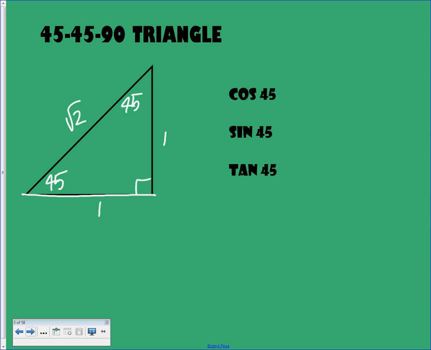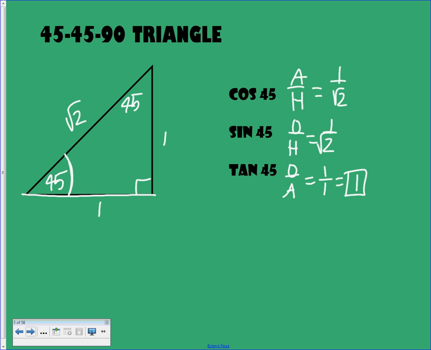So now if I want to find the cosine, sine, and tangent, it doesn't matter because they're both 45, but either way, if I start on this lower 45, cosine is adjacent over hypotenuse, so that's going to be 1 over the square root of 2. Sine is going to be opposite over hypotenuse, which is 1 over the square root of 2. And then the tan is going to be opposite over adjacent, which is 1 over 1, which simplifies to 1.